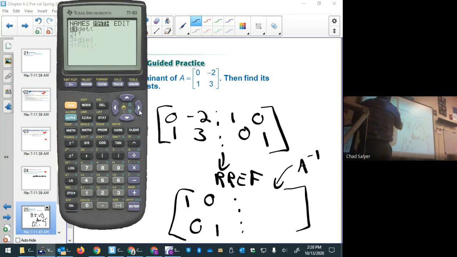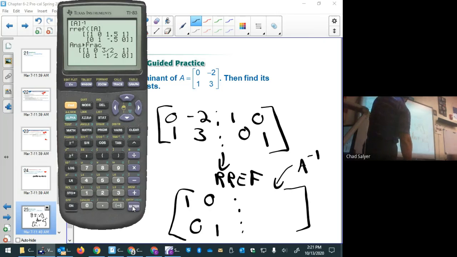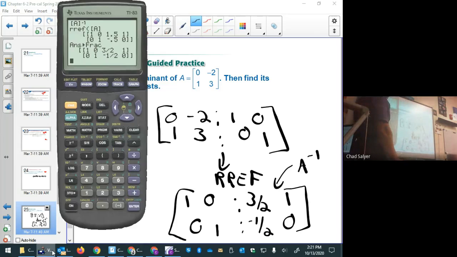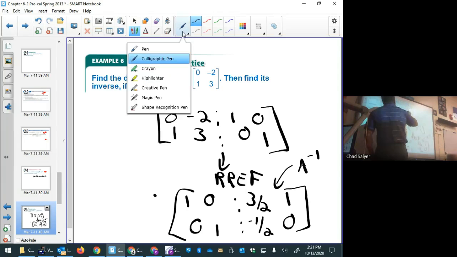So I need to define matrix A as a 2 by 4. And it needs to be 0, -2, 1, 0, 1, 3, 0, 1. And then I need to RREF that bad boy. So matrix math, navigate to RREF, which is B as in Bravo. Call that matrix A. So it's 3/2, 1, and then -1/2 and 0, I believe. Yep. So here is our inverse by that technique.